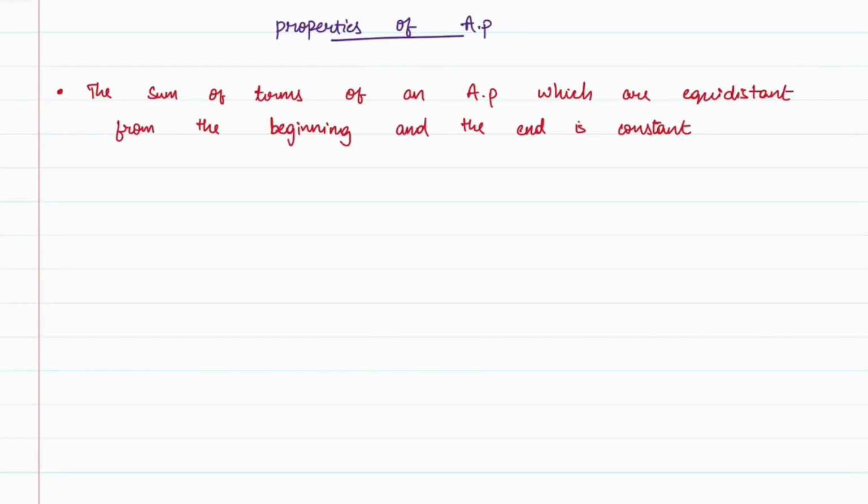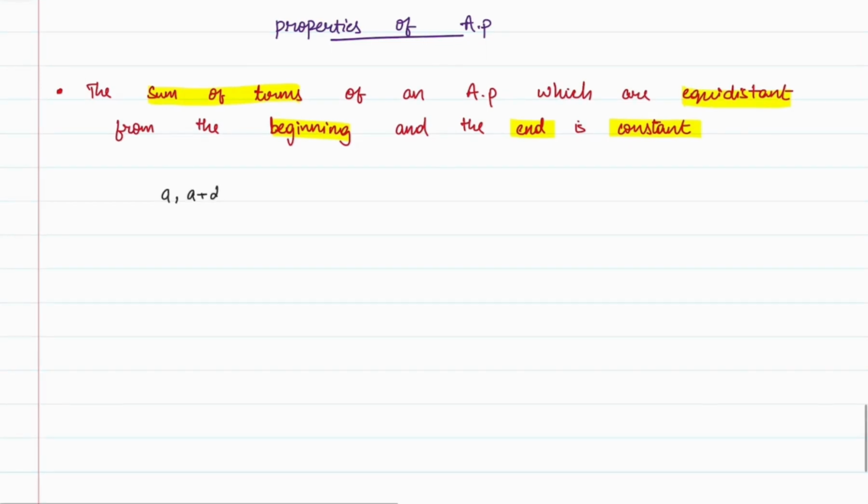Hello students, in the previous video we have seen some of the properties of an AP, and in this video we are going to discuss a few more properties of AP. When we have terms in arithmetic progression, then the sum of terms which are equidistant from the beginning and the end is constant. So to see this, let's take an example containing simple variables a and d. The first term is a and the common difference is d.